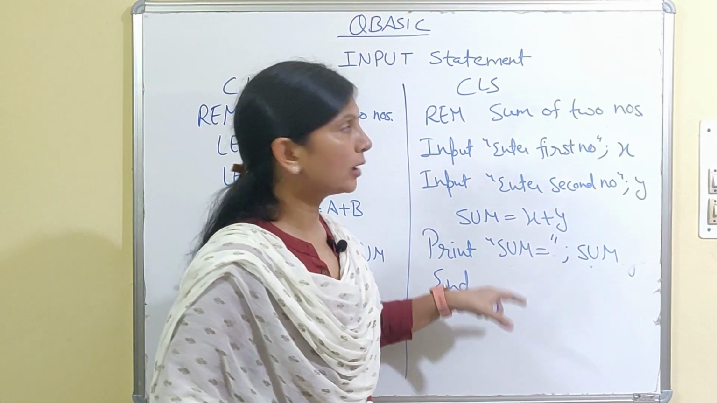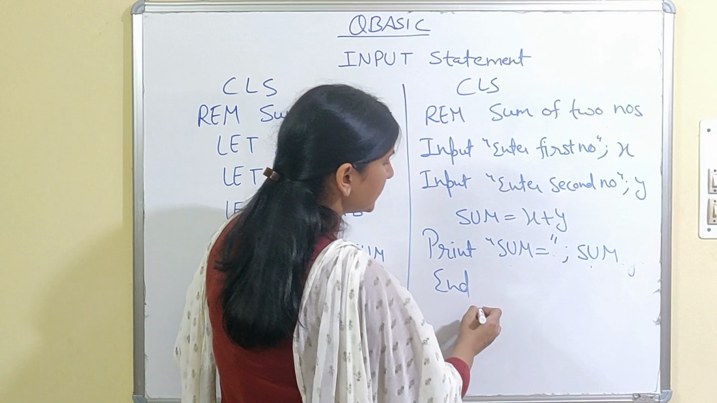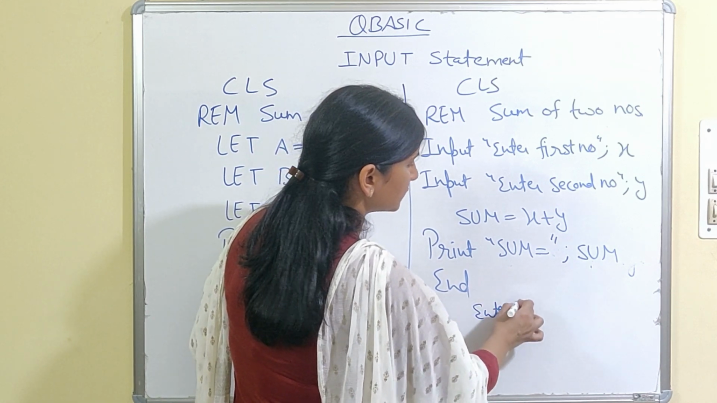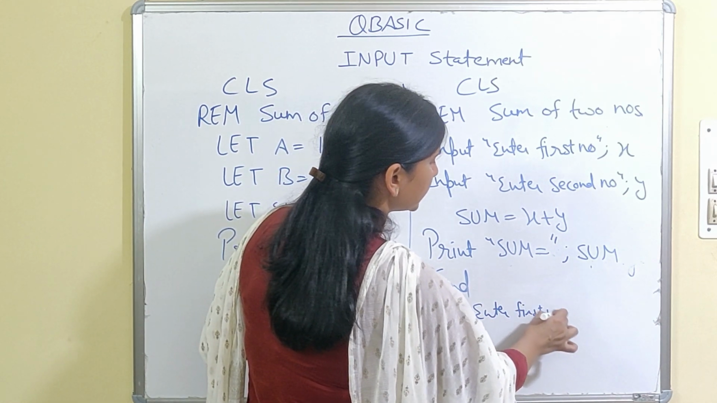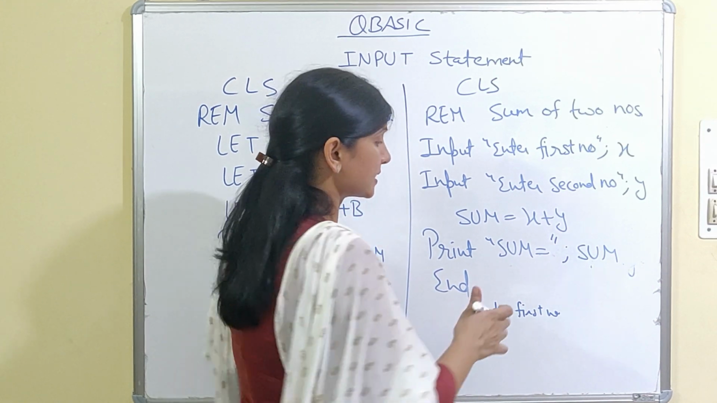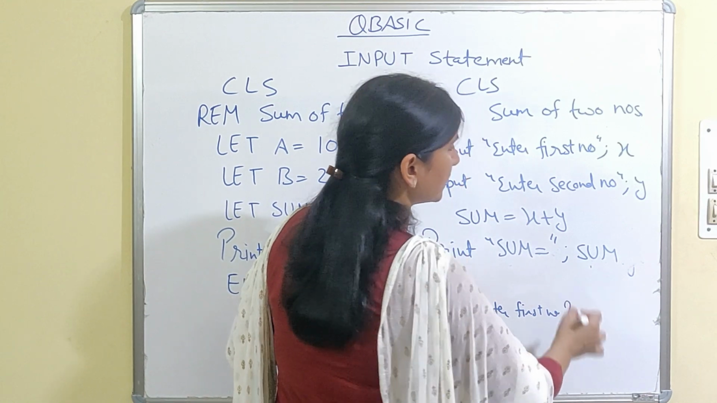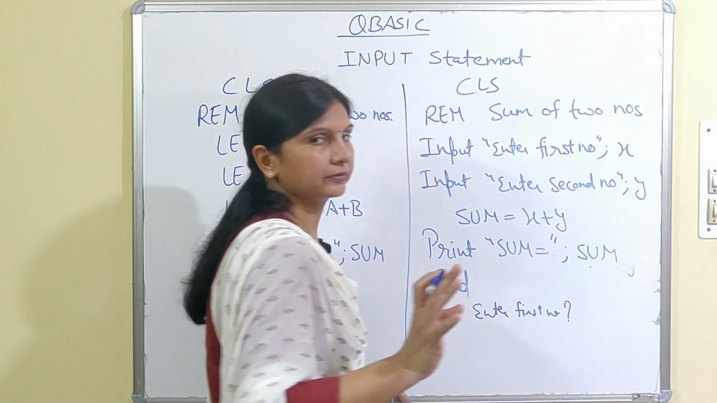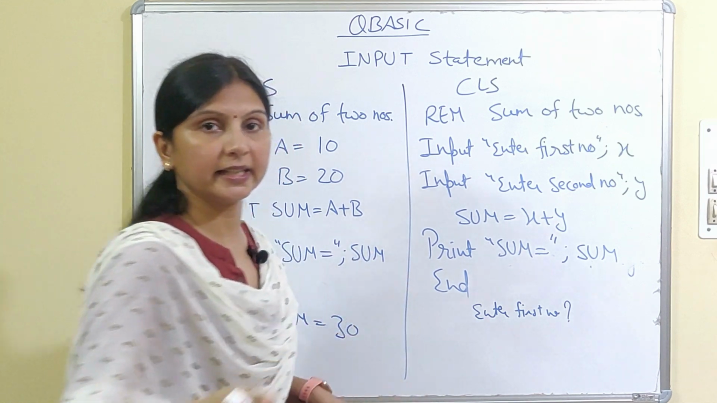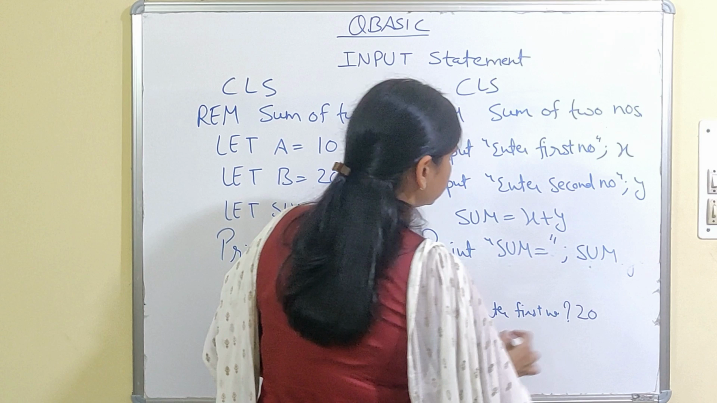And here, what will be output? First, it will ask you, output will be enter first number. When you run this program, you will get this text on your output screen. Enter first number, question mark. Then it will wait. Fine, it will wait for us to enter any value. Suppose I have given here 20.